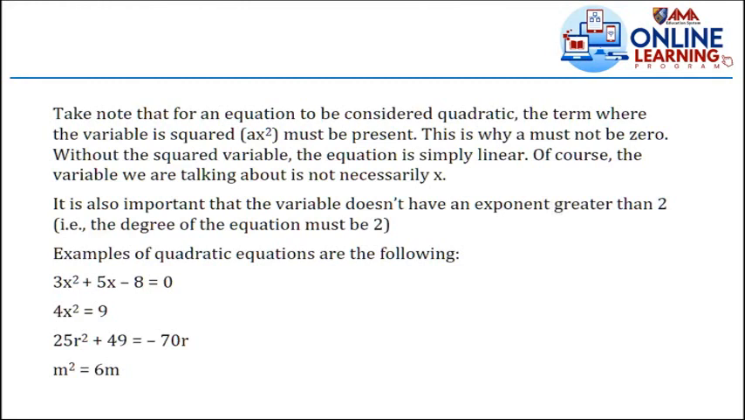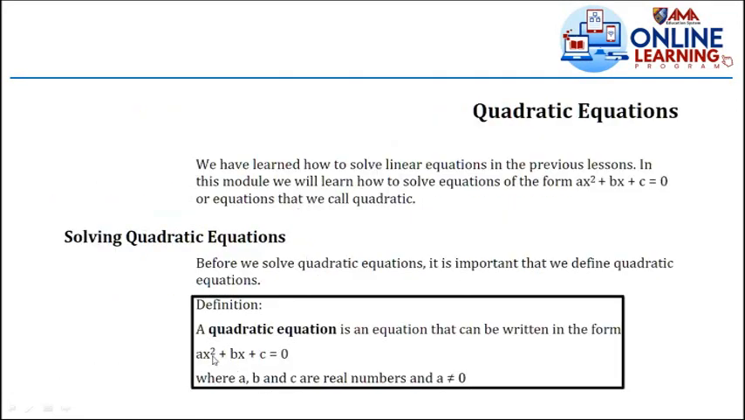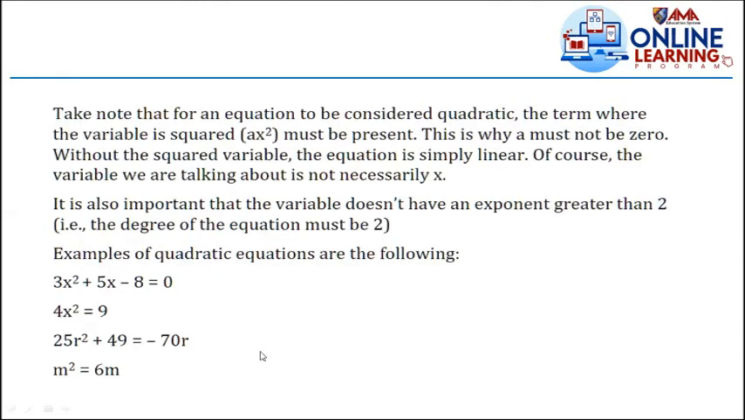Take note that for an equation to be considered quadratic, the term where the variable is squared, or x squared, must be present. So dapat meron po siya lagi. So this a must not be 0. Kasi nandun yung second degree equations po natin. Kasi pag wala yung second degree, what we're going to have is bx plus constant, and then we're going to have a linear equation. Kaya kailangan nandun yung x squared. This is why a must not be 0. Without the squared variable, the equation is simply linear.